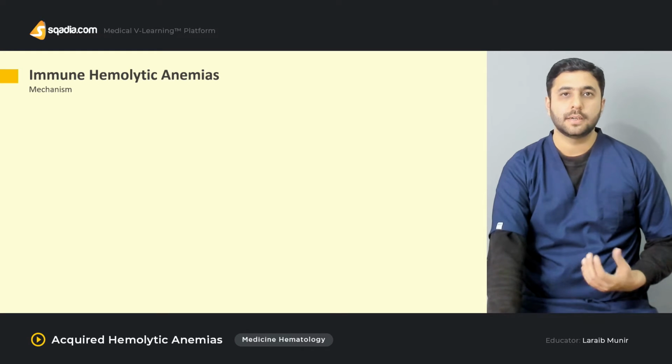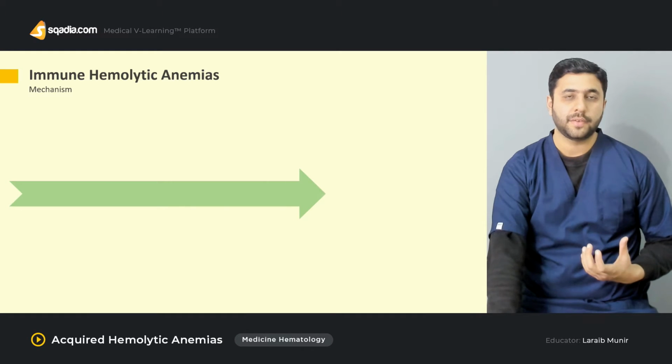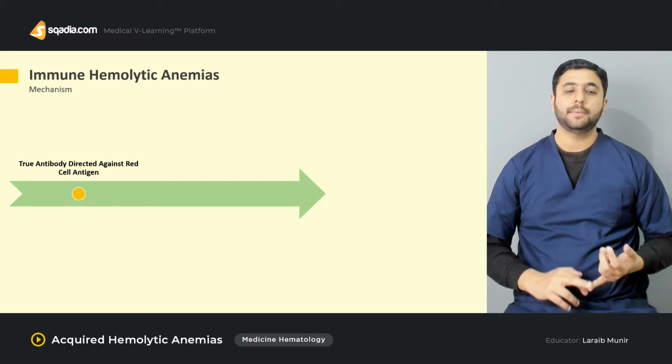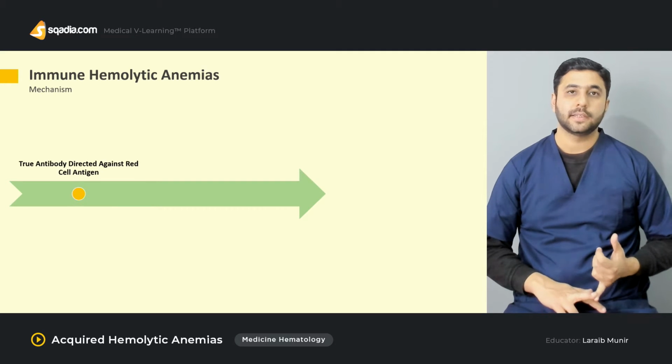Now let's talk about the mechanism of hemolytic anemias. There can either be a true antibody which is directed against the red cell antigen.